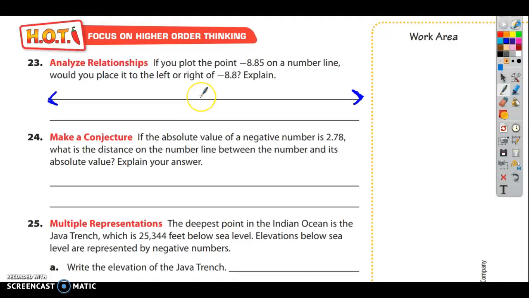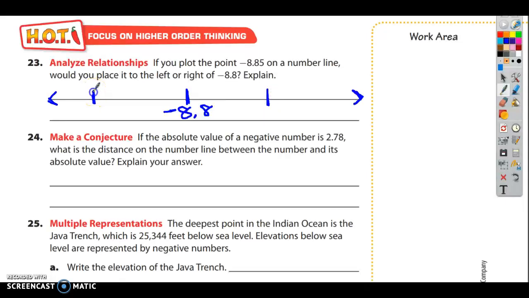And I'm not going to put 0 in the middle because then I'd have to work my way out to negative 8 something. I wouldn't have a lot of room. I'm just going to have 0 be over here off to the right. And I'm going to put negative 8.8 right in the middle. And so here's my question. What would be to the right of that? What would be to the left of that?